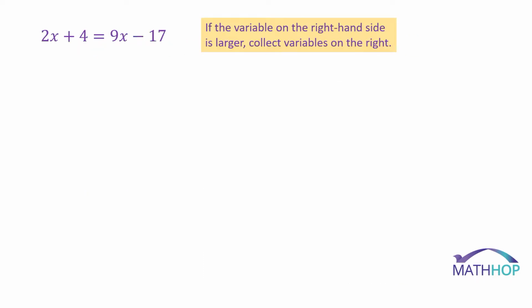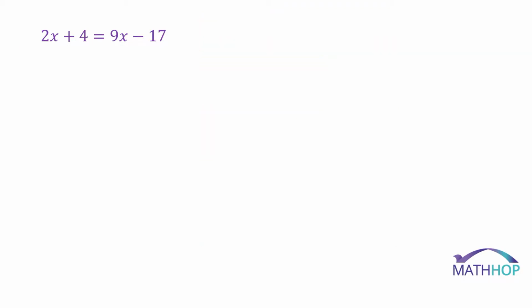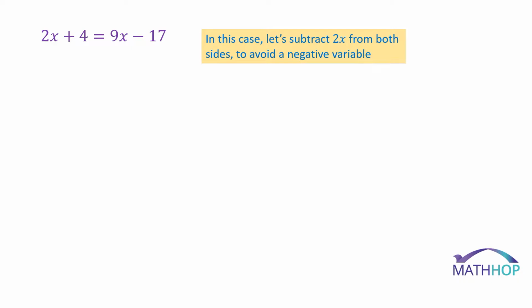So now let's see how we solve this. If the variable expression on the right side of your equal sign, the 9x here, is larger than on the left side, the 2x, we are going to gather all of the variable expressions to the right side. So we will subtract 2x from both sides of the equation to avoid having a negative x expression. When we do that, we get 4 on the left-hand side, and 7x minus 17 on the right-hand side.